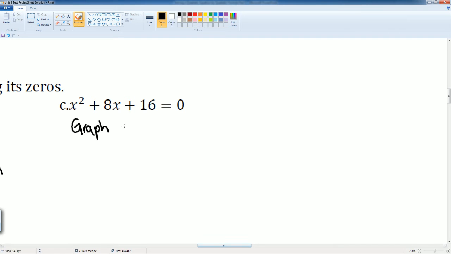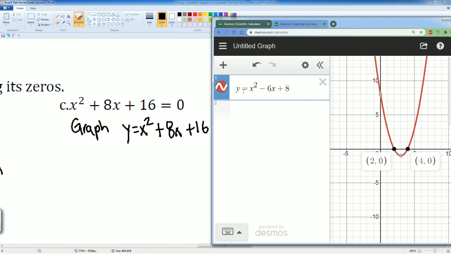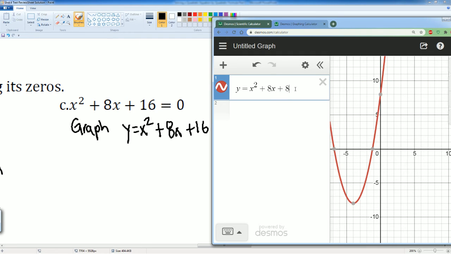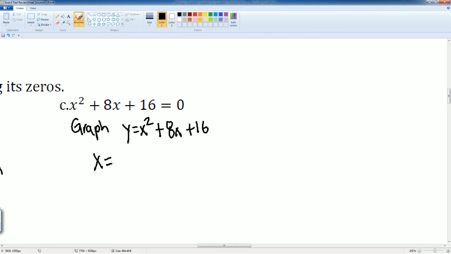We're going to graph y equals x squared plus 8x plus 16. Right? So I have x squared plus 8x plus 16. Okay. Well, this one has one solution at x equals negative 1. So it's just one solution at x equals negative 1. This was the only solution here.